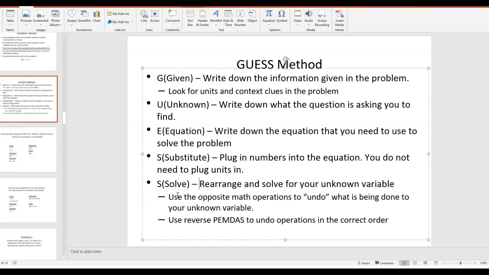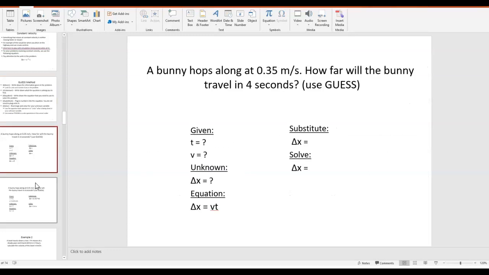And I'll do lots of examples to show you what that looks like. But basically what we're going to be doing is using opposite math operations to undo what's being done to the unknown variable. Let's look at a simple example.